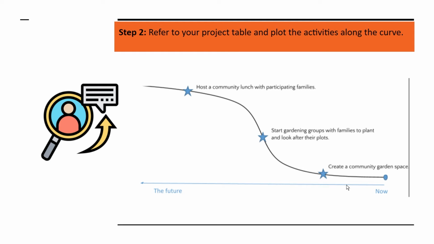For the next step, you need to refer to your project table from activity 1. Start with the first challenge and plot each activity along the curve. For example, if we look at challenge 1 from the example in activity 1, families do not have access to fresh food every week, the 3 activities will be placed along the curve.